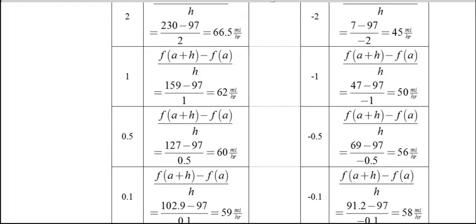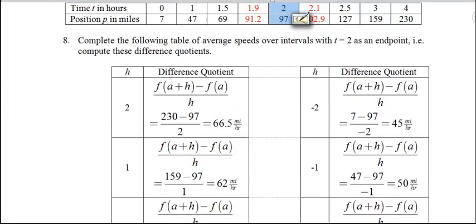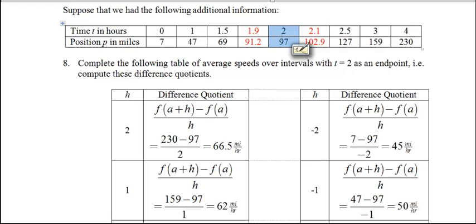But we don't always have to let h be positive. We could also do difference quotients where h is negative. So we could use this point over here at 0 and the point, of course, our fixed point at 2, 97, and that is an h of negative 2. So notice this 97 is always the second one in the top. So 97 minus 7 over negative 2, that's two negatives, but it still cancels out to be a positive speed of 45 miles per hour. That's your average speed from time 0 to 2.